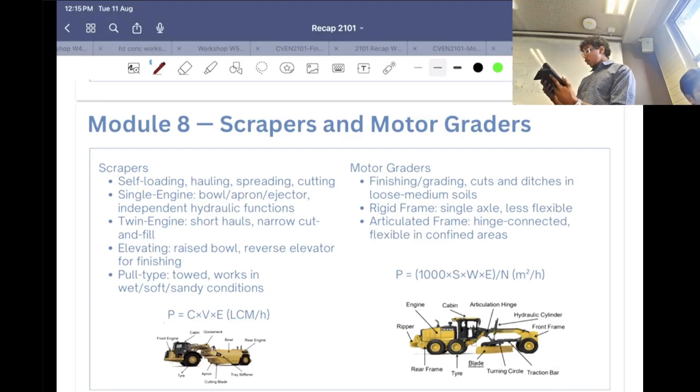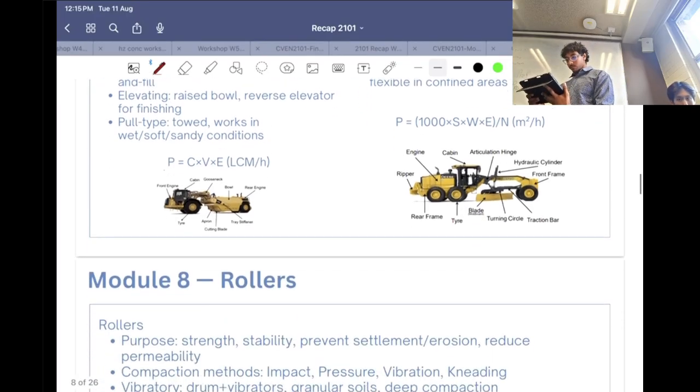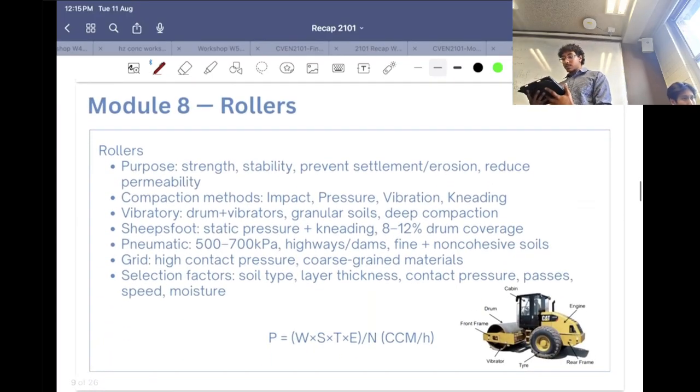You'll notice with most of them, they're based on volume to time, whereas this one is more area to time. And then we got our rollers. So their main purpose is to increase strength and stability within wherever you're using them, so the ground. So they have many different compaction methods. So they've got impact, they've got pressure, they've got vibration, and they've got kneading.